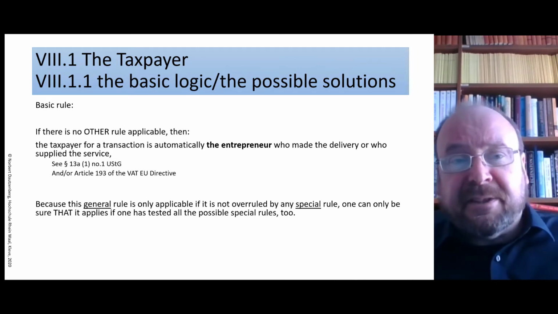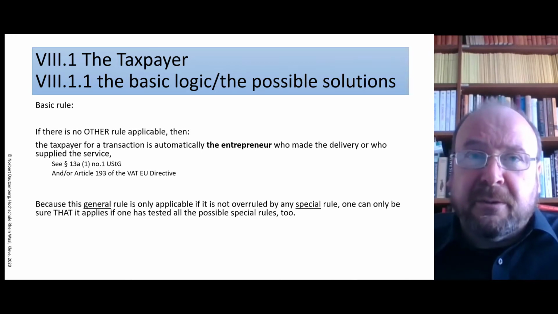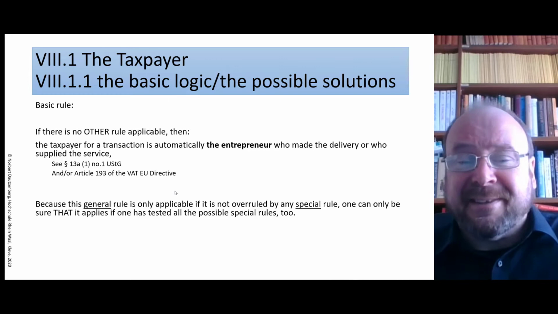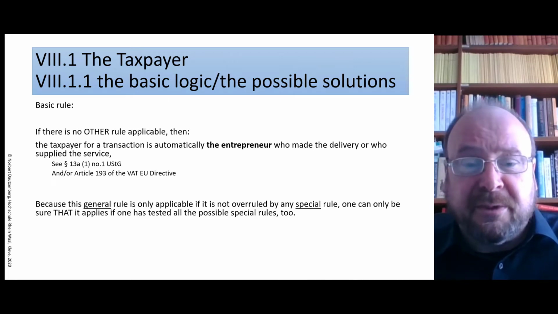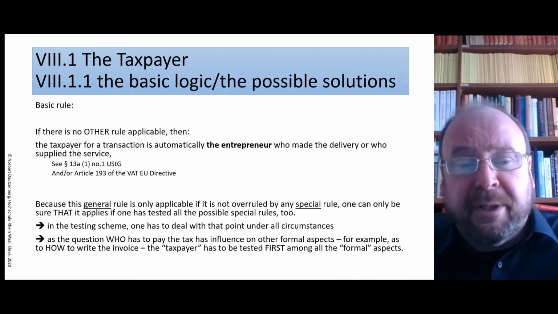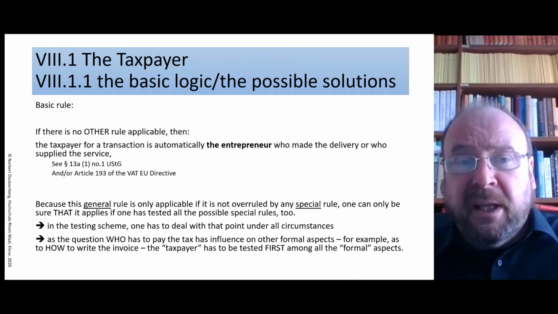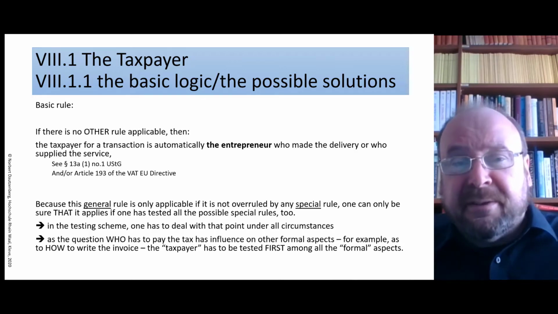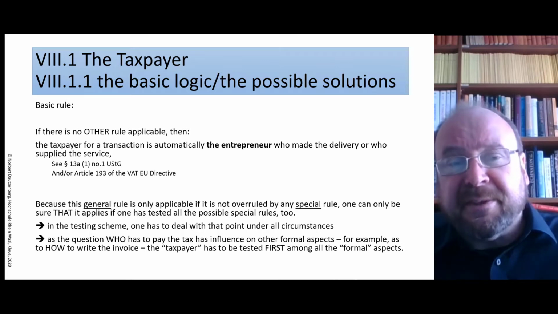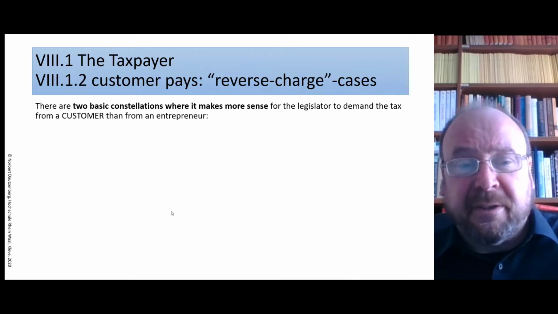Now, this general rule can always be put aside by a special rule, so you can only be sure that it applies if you have tested the case for all the special rules too. And so you need to deal with that point in the testing scheme under all circumstances, and you need to know where to look up and test all these special rules. The taxpayership must be tested first because it also has an influence on the arisal of the tax and especially on the invoicing rules. So this is logically the first thing which you have to test.